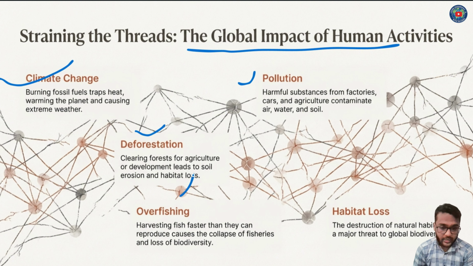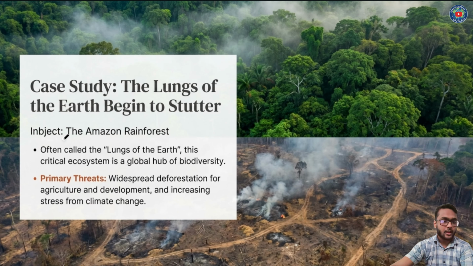Harvesting fish faster than they can reproduce causes the collapse of fisheries and loss of biodiversity of the fish species. Then habitat loss: the destruction of natural habitats is a major threat to global biodiversity. These are some global impacts of human activities on the human and natural environment. Okay, there is a case study.